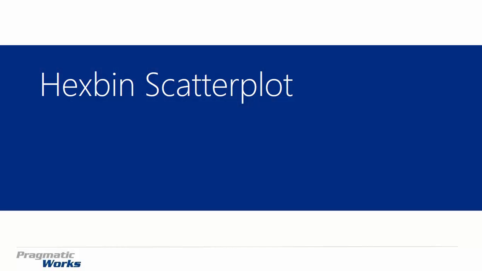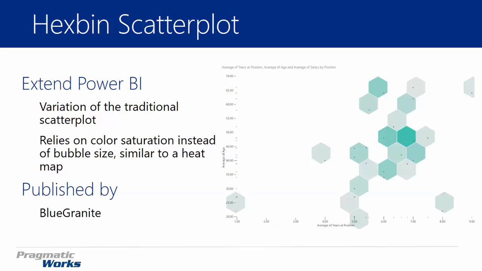Alright, and welcome back to our next custom visual that we're going to be looking at, which is the Hexbin Scatterplot. This is a bit of a take on the traditional scatterplot chart that's included with Power BI, but it's slightly different. In this case, the scatterplot is going to be placed into different hex bins. So as you have different data points that are plotted out, they'll be placed in these hex bins, as you see in the screenshot on the right-hand side.